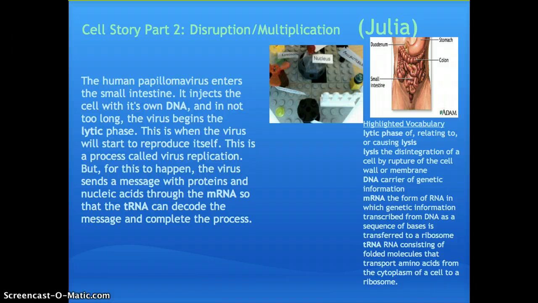The second part is the disruption/multiplication, and the human papillomavirus HPV enters the small intestine. It injects the cell with its own DNA, and in not too long the virus will begin the lytic phase. This is when the virus will start to reproduce itself, and this is called virus replication. For this to happen, the virus sends a message with proteins and ribonucleic acids through the mRNA so that the tRNA can decode the message and complete the process.